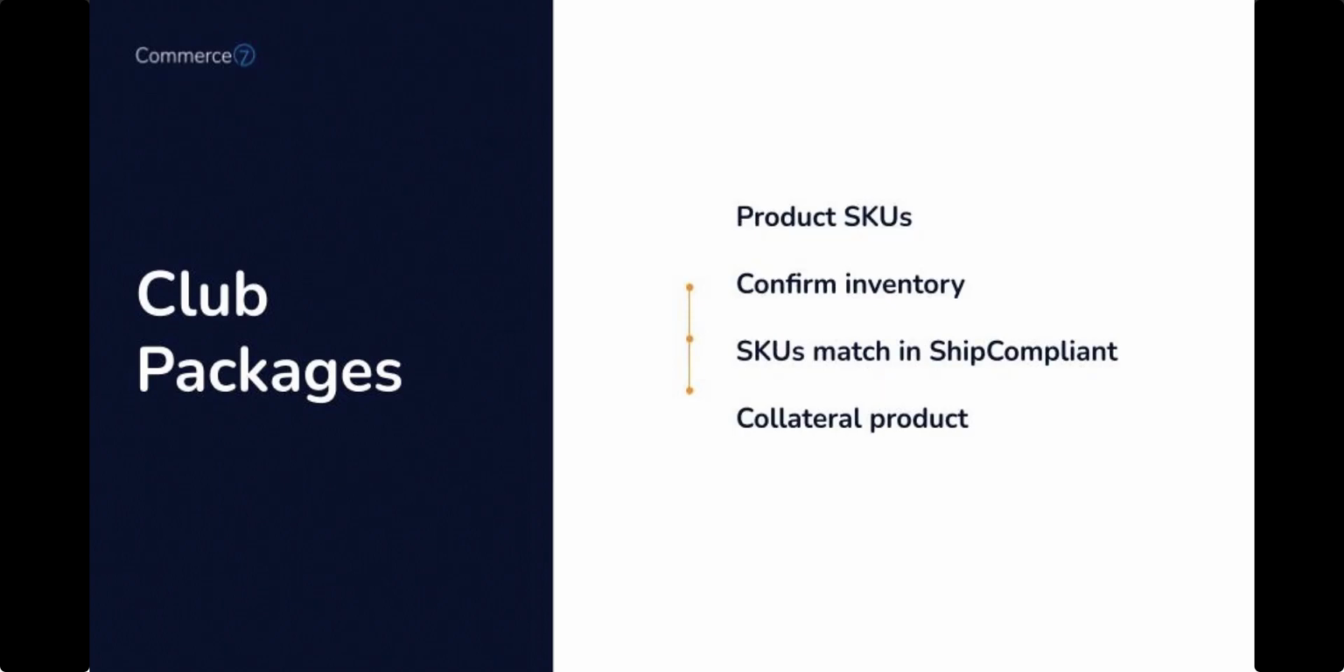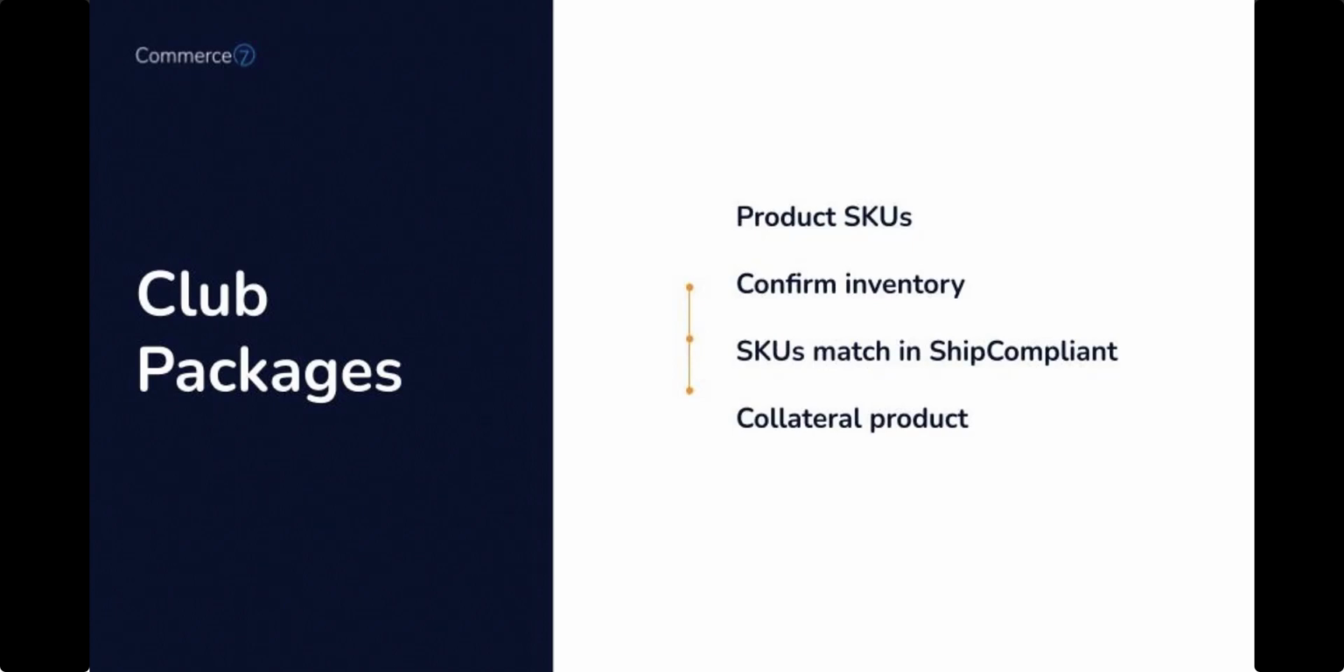SKUs must match in ship compliant. If you're using ship compliant, it's imperative that SKUs match both in Commerce7 and in ship compliant. Finally, collateral product. You can create a collateral product in Commerce7 that's a $0 item that can be added to all club shipments that won't count towards the minimum number of products.